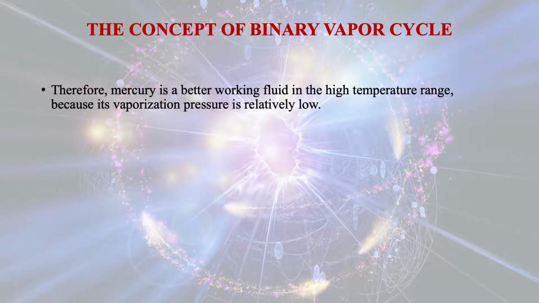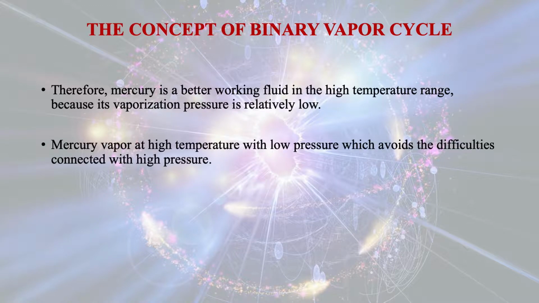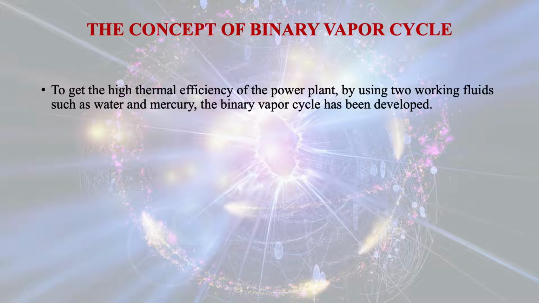Therefore, mercury is a better working fluid in the high temperature range because its vaporization pressure is relatively low. Mercury vapor is at high temperature with low pressure, which avoids the difficulties connected with high pressure. To get the high thermal efficiency of the power plant by using two working fluids such as water and mercury, the binary vapor cycle has been developed.